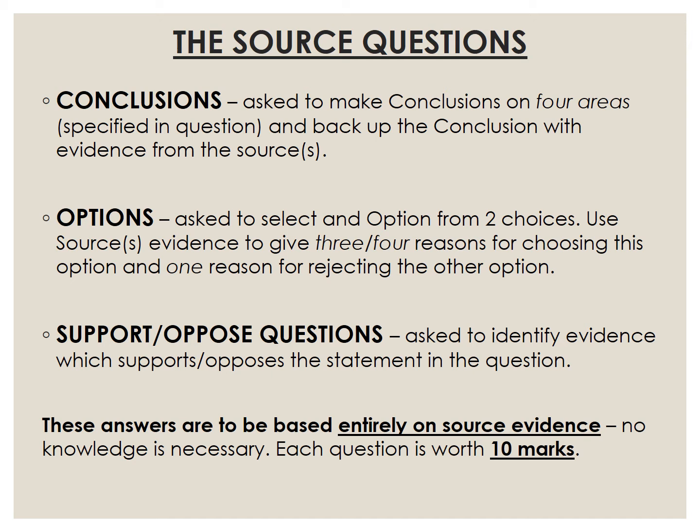With the option question, pupils get the opportunity to select from 2 choices, and again they need to back their choice up with source evidence. So they'll be looking for 3 or 4 reasons or 3 or 4 paragraphs for that chosen option, and then give one reason why they chose to reject the other option. The final type of question is a support and oppose question, and pupils are given a statement in the question and they're asked to identify evidence that supports that statement and then identify evidence that opposes that statement.